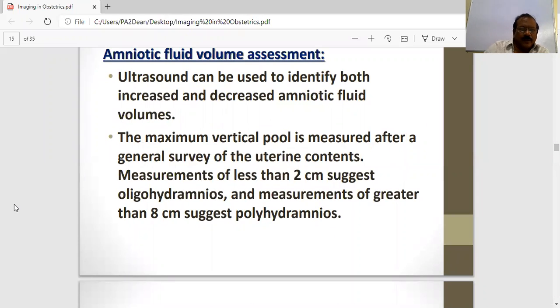Amniotic fluid volume assessment. Ultrasound can be used to identify both increased and decreased amniotic fluid volumes. When the amniotic fluid is more, we call it polyhydramnios. When the amniotic fluid is less, we call it oligohydramnios. The maximum vertical pool is measured after a general survey of the uterine contents. Then a measurement of less than 5 centimeters suggests oligohydramnios, and a measurement of greater than 8 centimeters suggests polyhydramnios. So by that we can assess whether amniotic fluid is more or less.